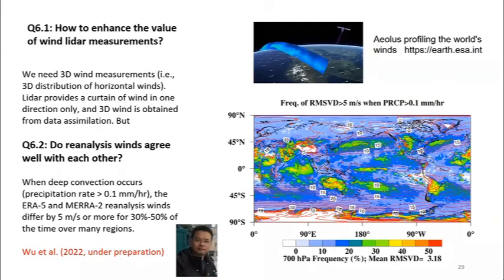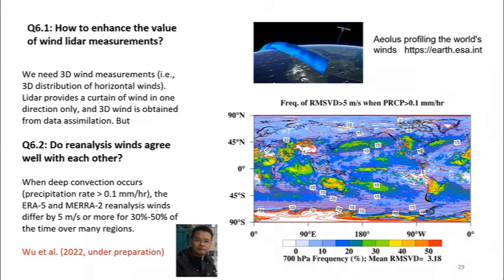First, European satellite IONAS already provide LiDAR wind measurements. However, LiDAR only provides a curtain of wind in one direction only. Then how do you obtain the 3D wind or the 3D distribution of horizontal wind vectors U and V? Well, through data simulation. But the question is, after data simulation, do those reanalysis data actually agree with each other?